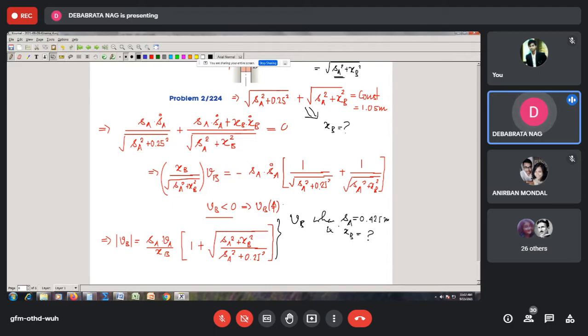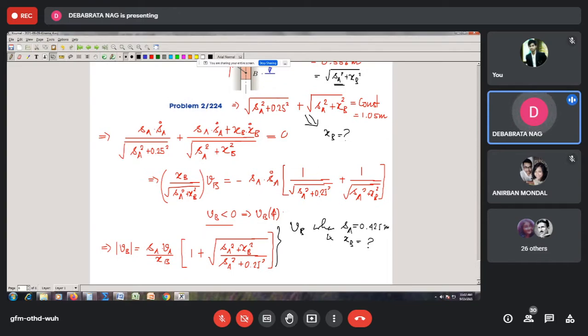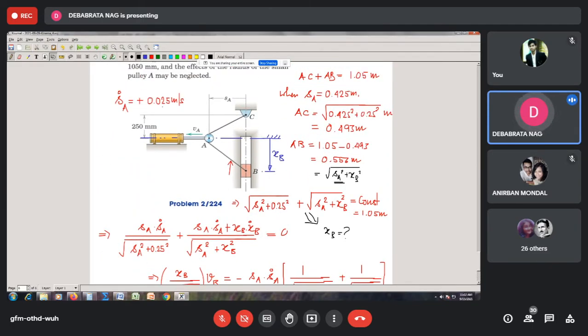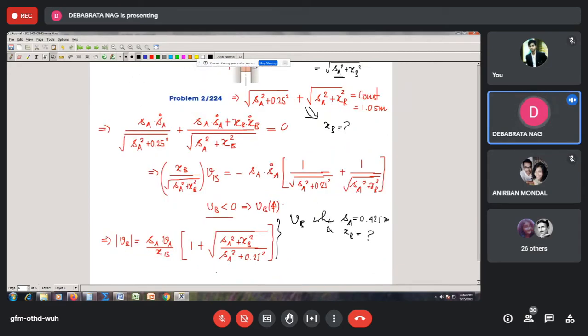into this equation, considering VA is equal to 0.025 meter per second. This is your VA. Insert it into this equation to find the instantaneous magnitude of the velocity of block B when SA is equal to 0.425 meter. So this is the equation which shows you that the velocity depends upon your position variables.